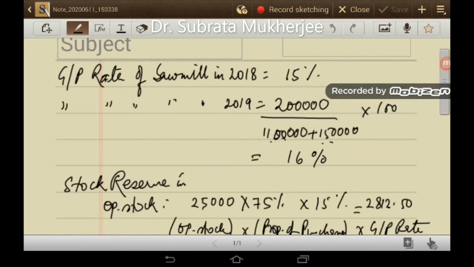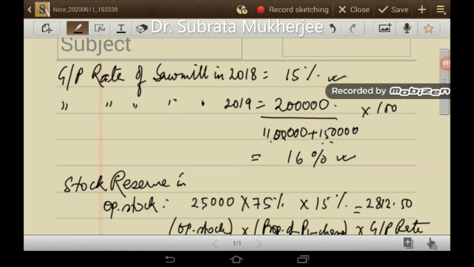First, we have to calculate the gross profit rate of the sawmill department. In 2018, it is given at 15%, and the gross profit rate of sawmill in 2019 we have to calculate. 2 lakh is the gross profit of the sawmill department divided by the total sale. So 11 lakh is the outside sale and 1,50,000 is the sale to the furniture department. So it is calculated at 16%.